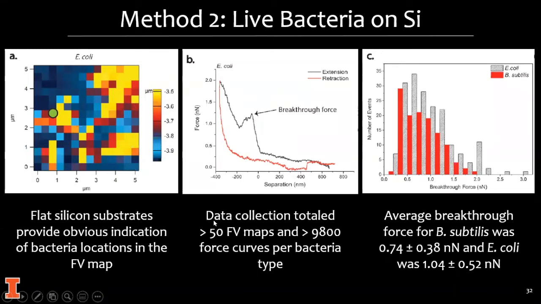And so now you can see it's very feasible to collect a lot of data. In total, we collected over 50 force volume maps and over 10,000 force curves per bacteria type. So now we can get a really good estimate of what's happening between these different bacteria. And we also know the radius of our tip, so that's how we're controlling that spiky, simulated aspect.